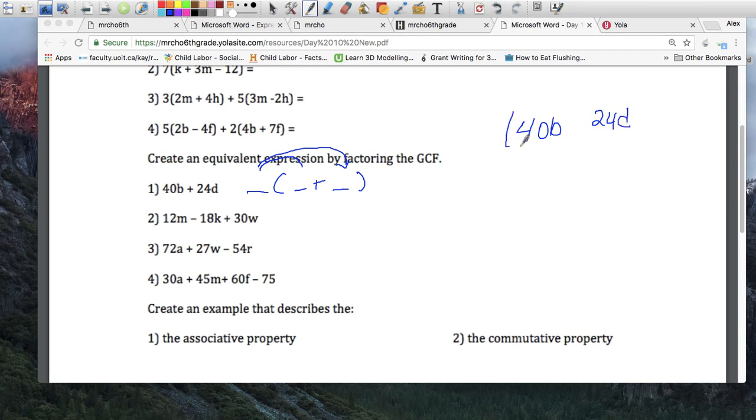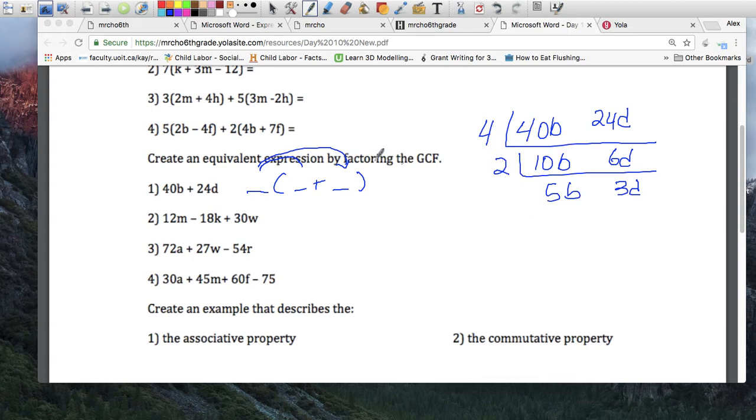So if you use the ladder method, let's say pick a number. Let's pick 4. 4 goes into 40 10 times, or 10b. 4 goes into 24 6 times, or 6d. Can we go again? We can. We can use 2. 2 goes into 10b 5 times. And 2 goes into 6d 3 times, or 3d. Nothing else can go, so we're done.